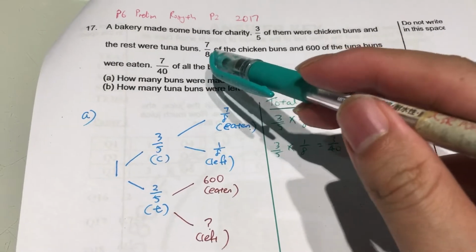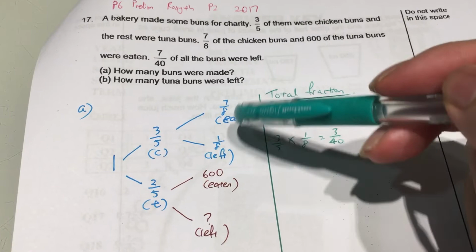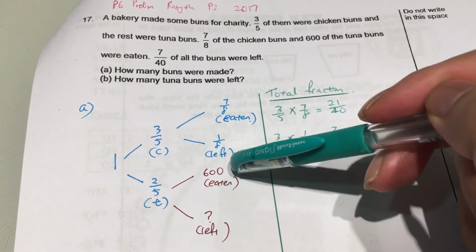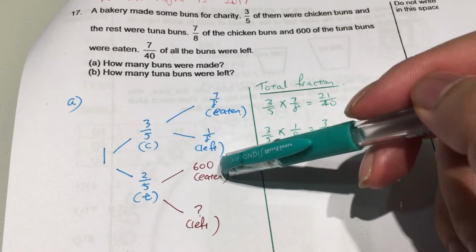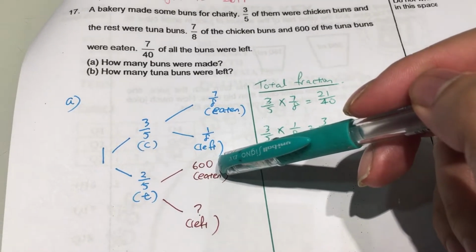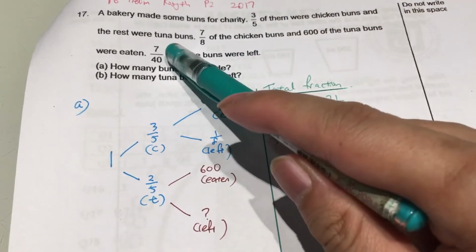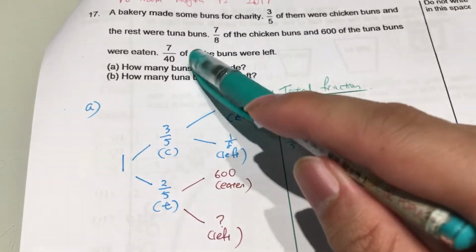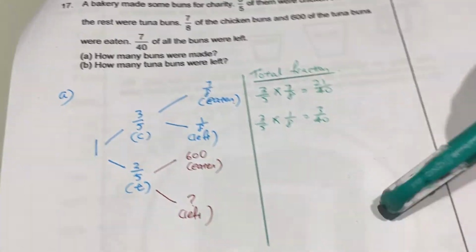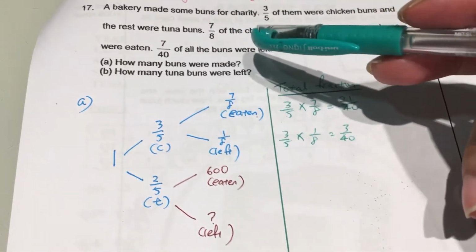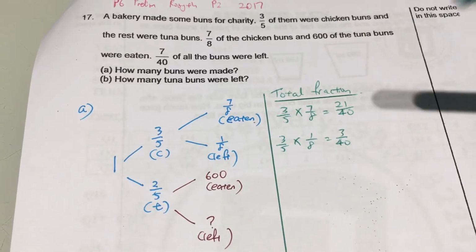Then 7 out of 8 of the chicken buns, divided again, will be 7/8 eaten and 1/8 left. We don't know how much is eaten, but 600 of the tuna buns were eaten, and then question mark left. So this 7 out of 40 is the total fraction, meaning I need to work backwards to make use of the total fraction. If your child doesn't know how to use total fraction, you need to learn right now.